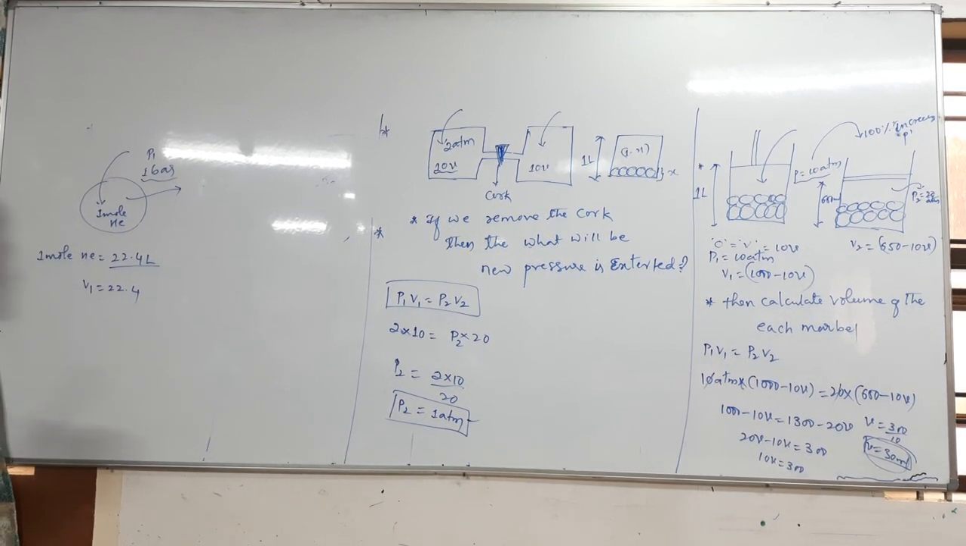Okay, so at constant temperature, the volume of a given mass of a gas is inversely proportional to pressure. As pressure increases, volume has to decrease.